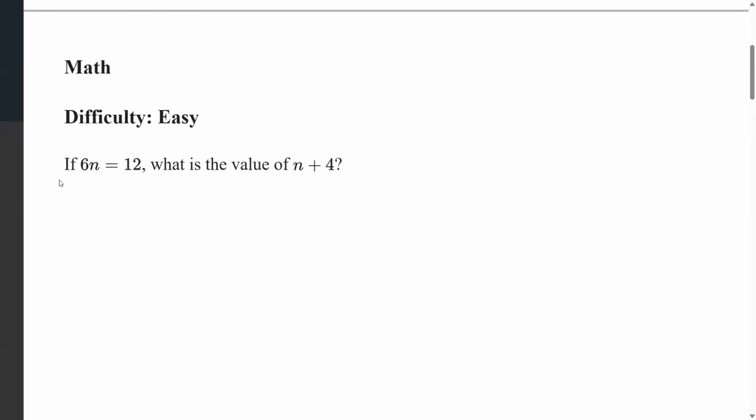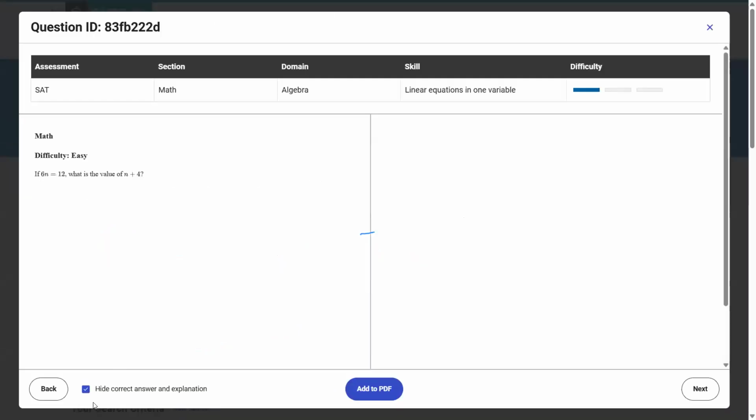What is the value of n plus 4? Just get n and substitute. So n will be 2. 2 plus 4 is 6. Is that the question?